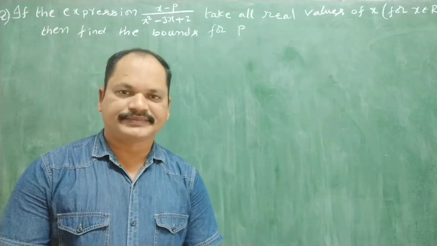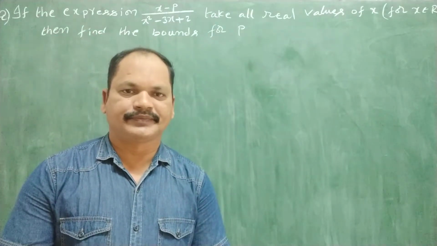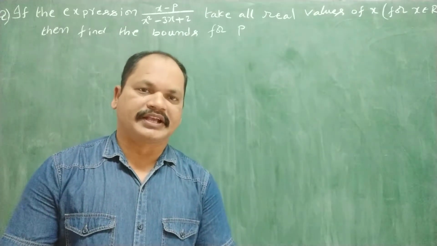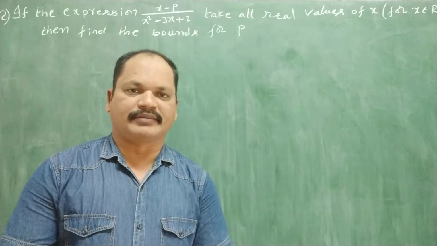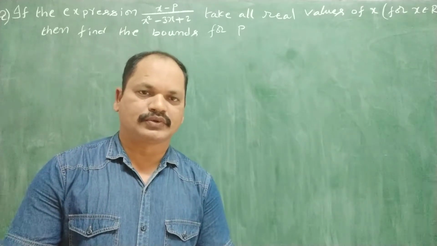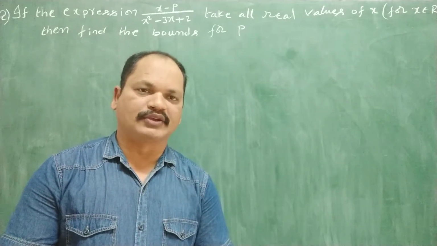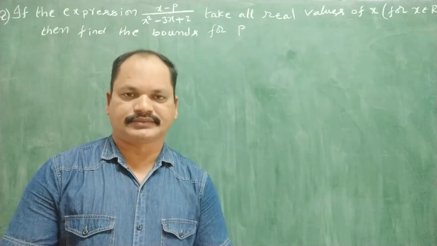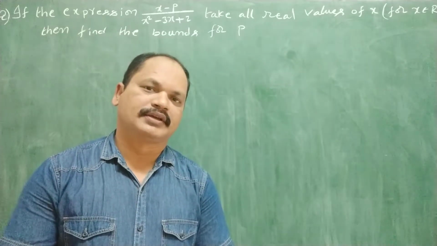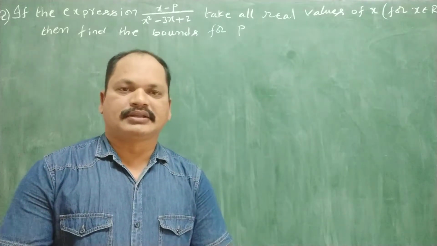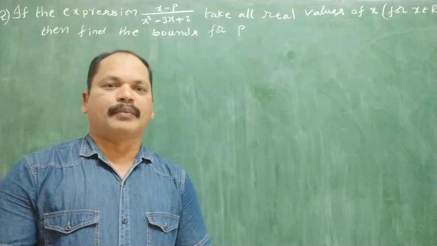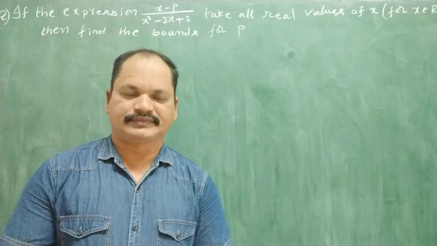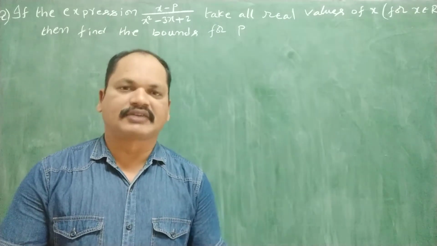Okay, dear students, observe the question. If the expression (x minus p) by (x square minus 3x plus 2) takes all real values for x belongs to R, then find the bounds for p. That means we have to identify the intervals of p.